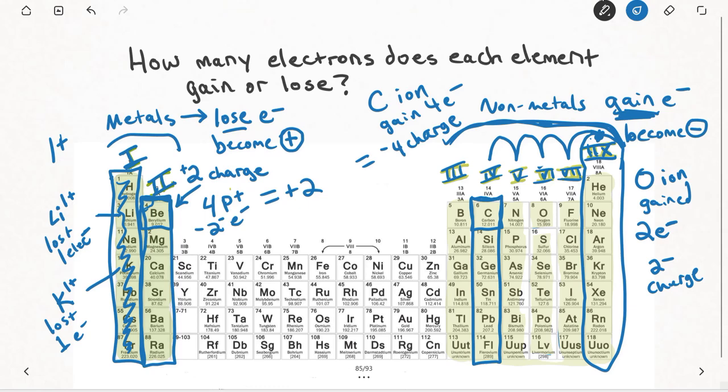And then back over here on the left, the metals: if it's in column 1, it will lose 1 electron. If it's in column 2, it will lose 2 electrons. The whole column is exactly the same thing. Column 2, it's not going to lose 1 electron. It's not going to lose 3 electrons. It's going to lose exactly 2 electrons if it's an ion, every single time. And so that's a positive 2 charge.